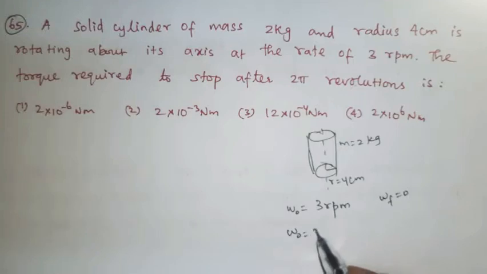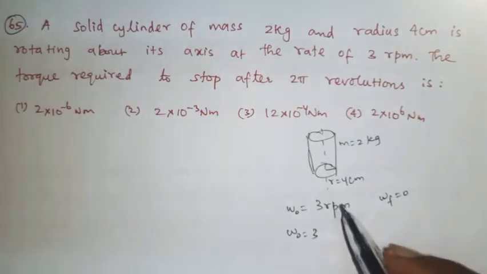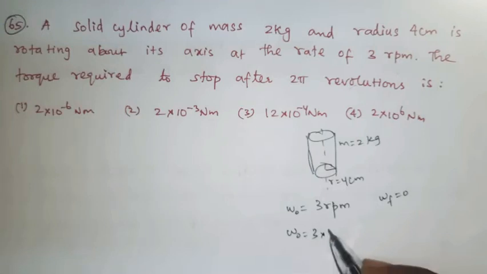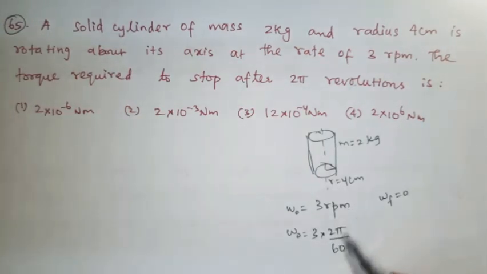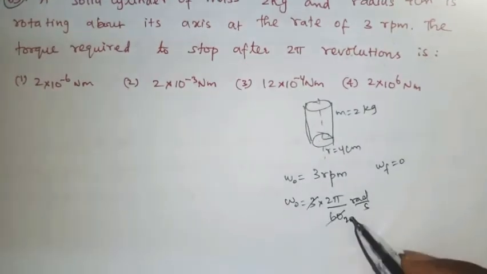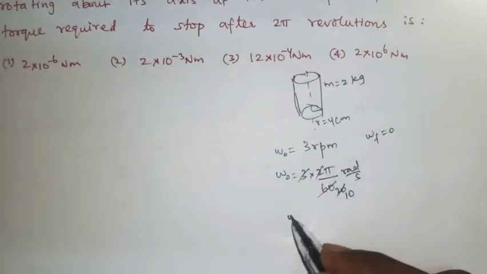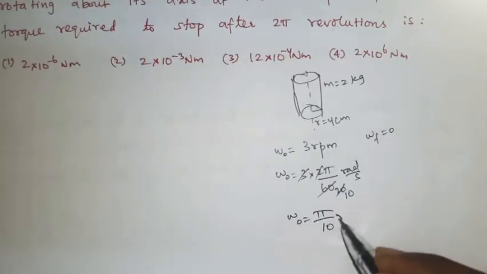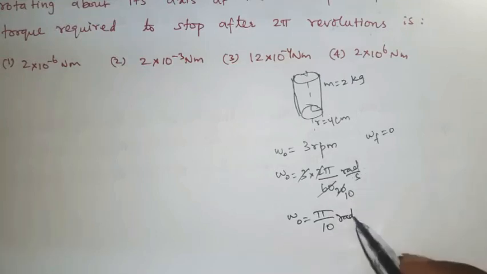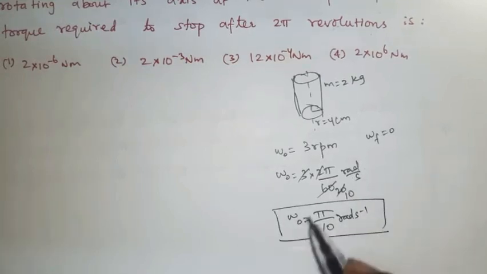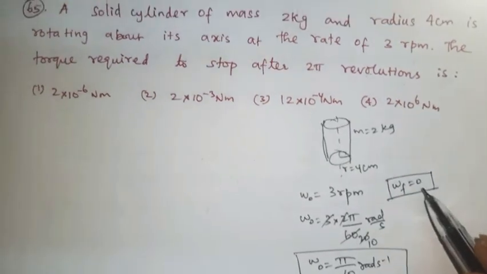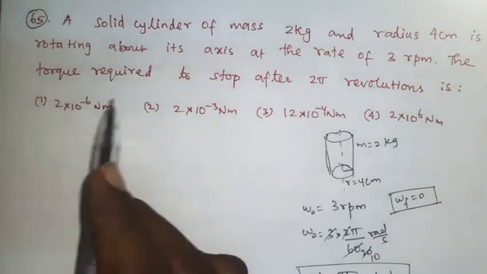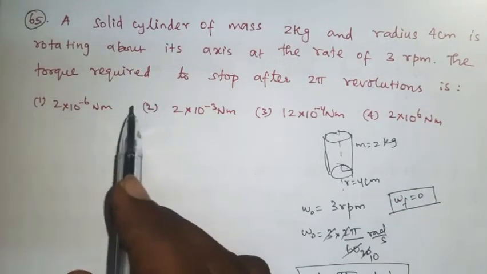Now omega naught is 3 rotations. So one rotation is 2 pi per minute. 1 minute is 60 seconds. So converted to radian per second, if we cancel 20, then if we cancel this 10, omega naught is equal to pi by 10 radian. The second goes to the numerator, s power minus 1. This is the initial angular velocity. Then the final angular velocity will be 0 because we are going to stop. So how much torque is required?